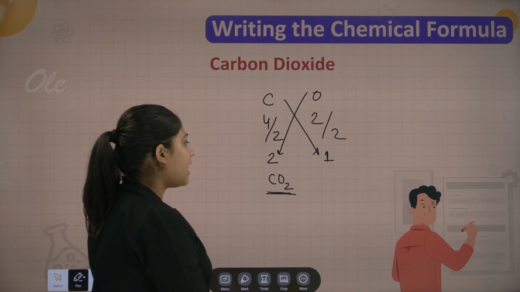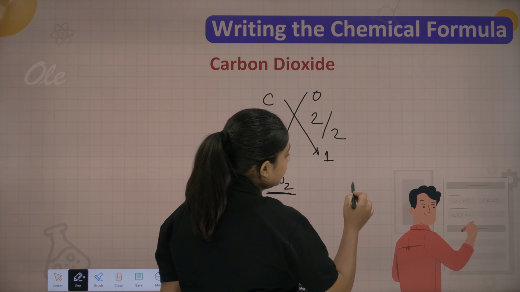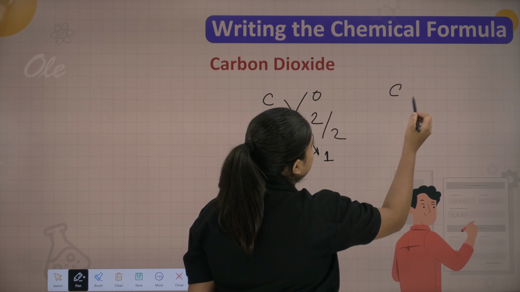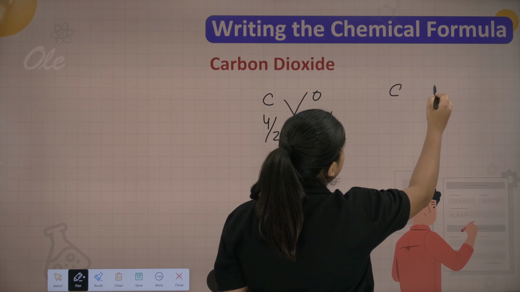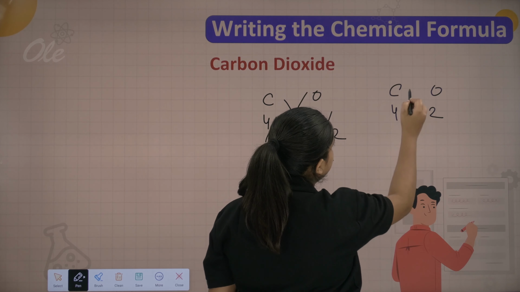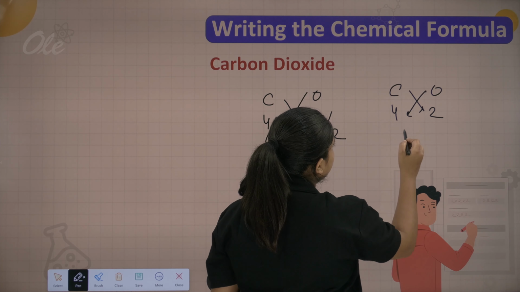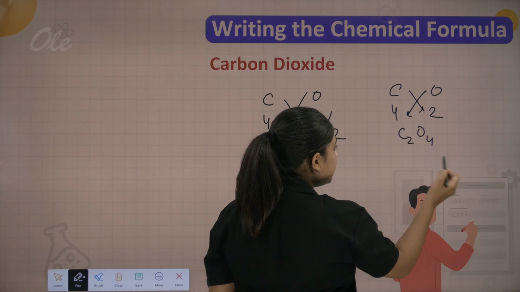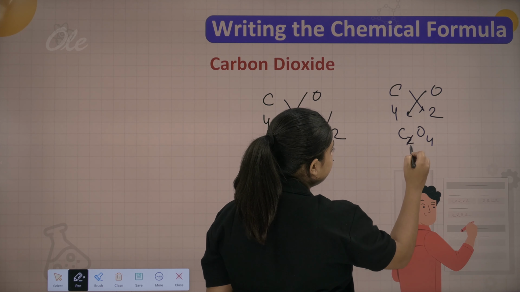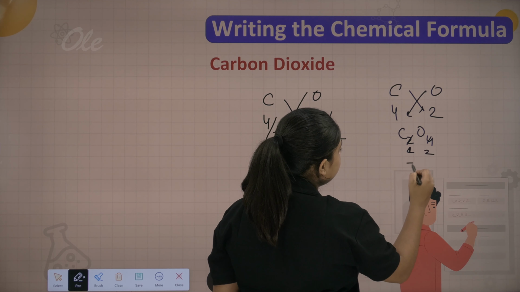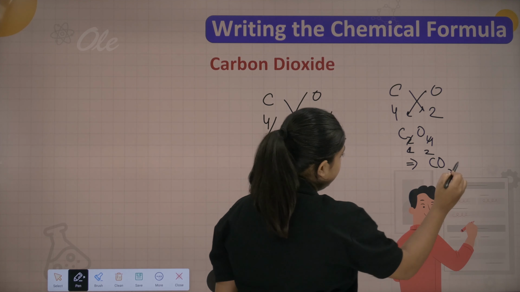Okay. So, this is how this formula forms. Or you can do one more thing: if you are not doing it like this, you will write it as 4 and 2, and then you will get the formula as C2O4, and then you divide it by the HCF, which is 2, and then your final formula will be CO2.